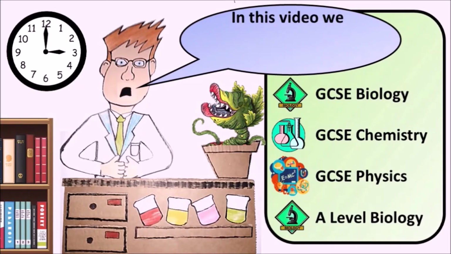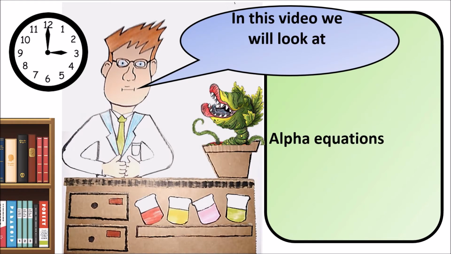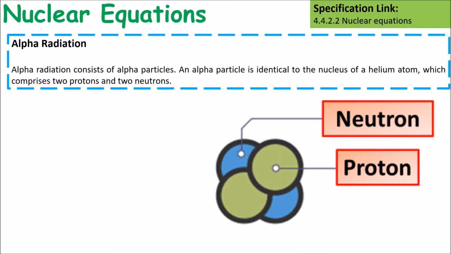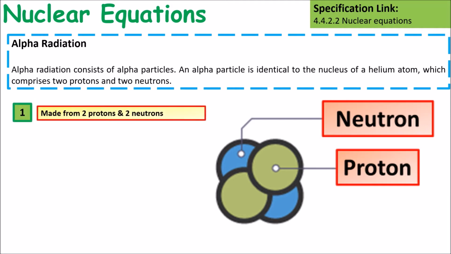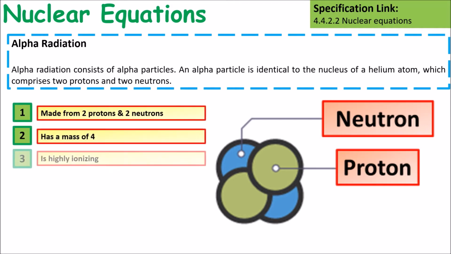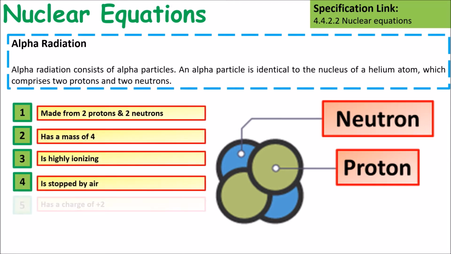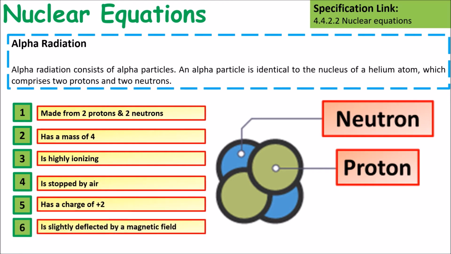In this video, we will look at alpha equations, radiation and beta equations. So, if you remember, alpha radiation consists of 2 protons and 2 neutrons. It has a mass of 4, it's highly ionizing, it's stopped by air, it has a charge of +2 and is slightly deflected by a magnetic field.